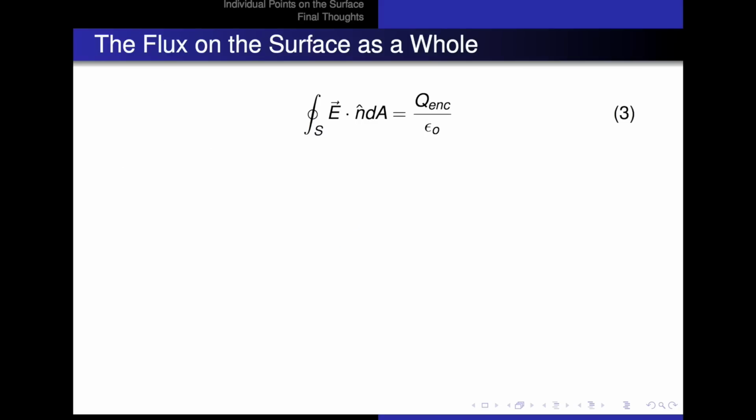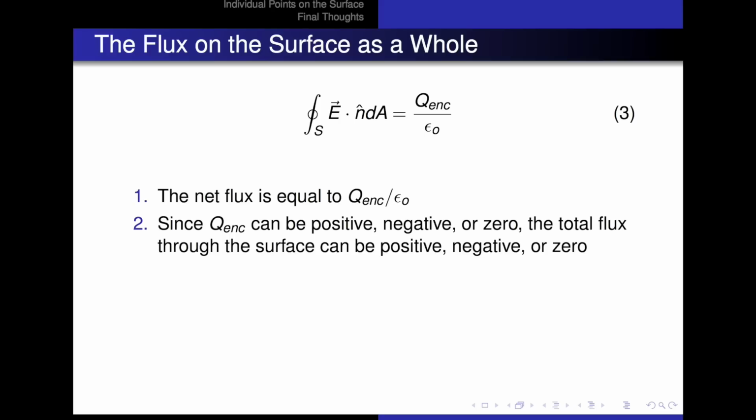Now, what can we say about the flux on the surface as a whole? Well, first, just reading the equation, we know the net flux is equal to Q enclosed over epsilon naught. That follows just from reading the right-hand side. But Q enclosed can be positive, negative, or 0. So that means the total flux through the surface can be positive, negative, or 0.